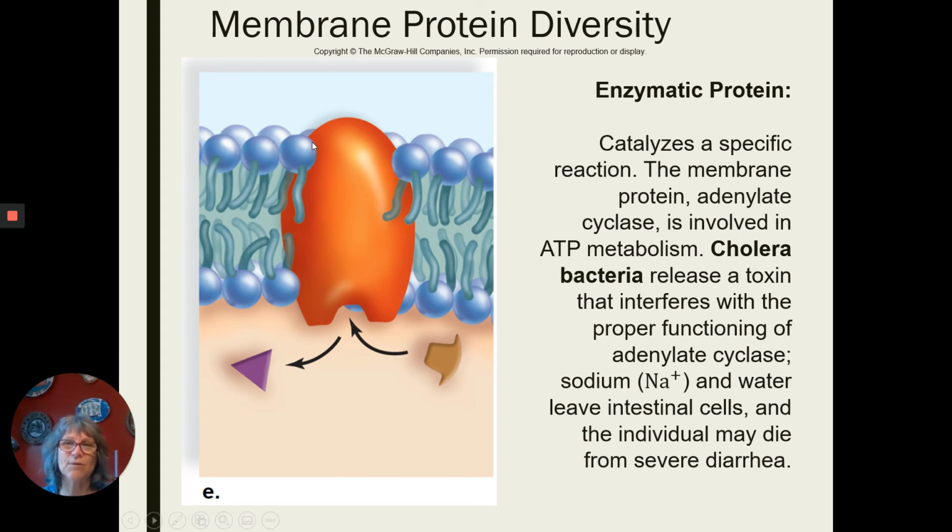And then enzymatic proteins, these are going to catalyze specific chemical reactions. So here's a reaction where here's my reactant. It lands on the active site to form the enzyme substrate complex, and the chemical reaction is turning it into this molecule.